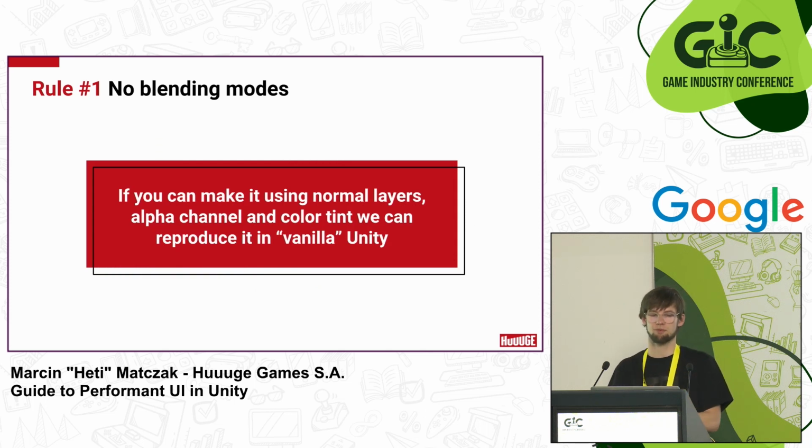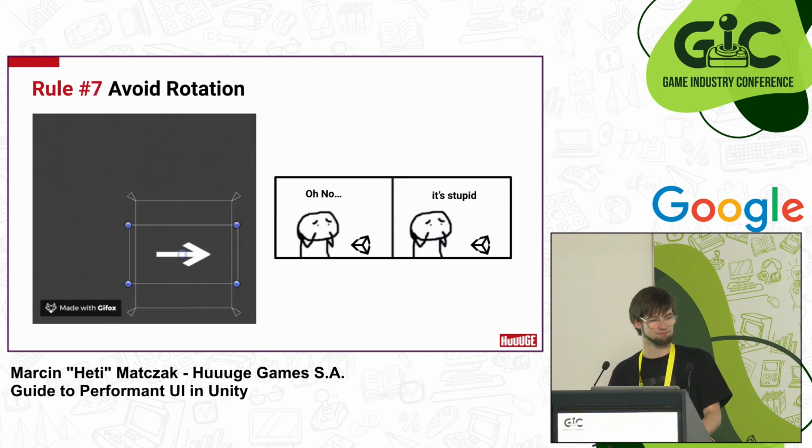So this rule of thumb here is that if you can make it using normal layers, alpha channel, and color tint, we can basically reproduce it in vanilla Unity. Of course, like I put a small mark there, there are shaders, we can create other blending modes, but in mobile development, it would affect the performance. So if we can make something using this basic stuff, it will be more optimal than you writing a shader.